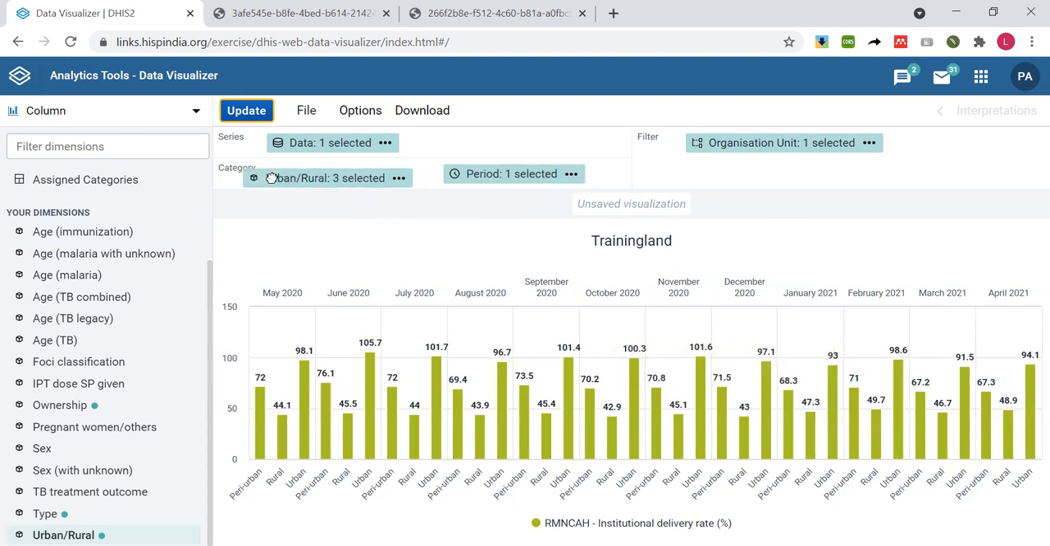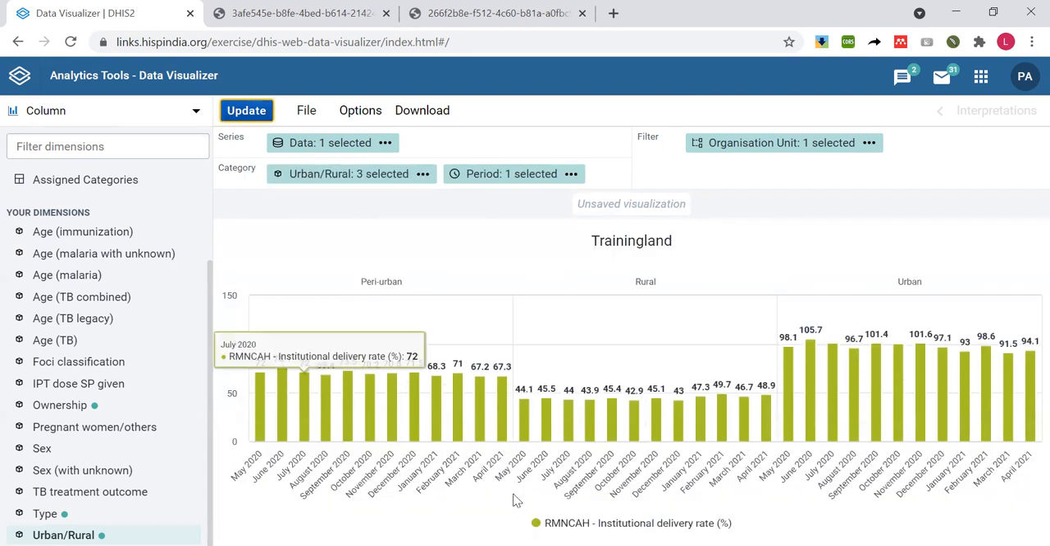If you just swap it and update, we see the period goes to the bottom and the peri-urban, rural, urban category comes at the top. So this way you can have a complex chart which has multiple dimensions under the category parameter. Okay.